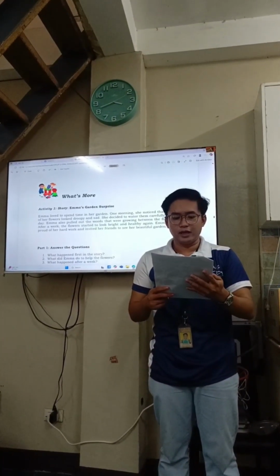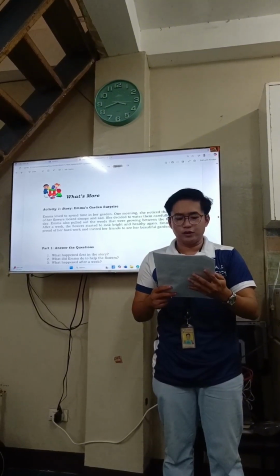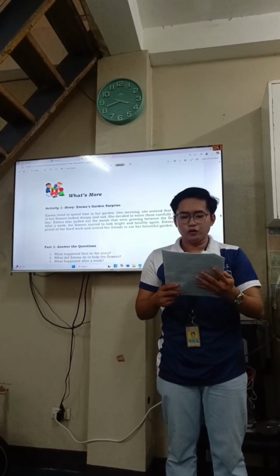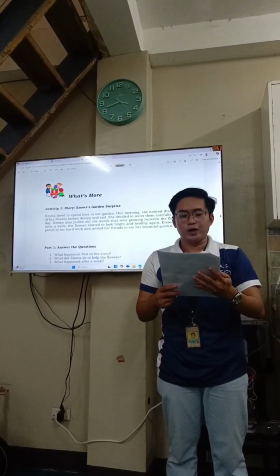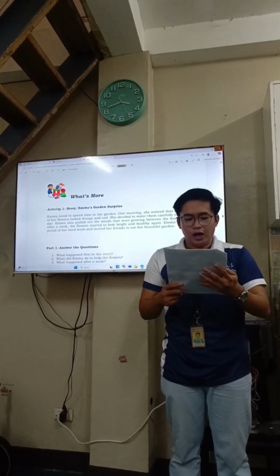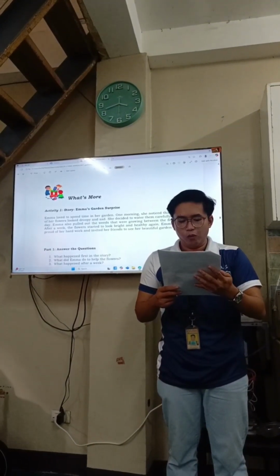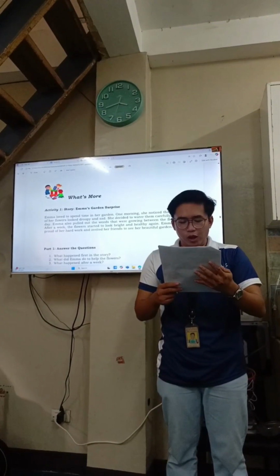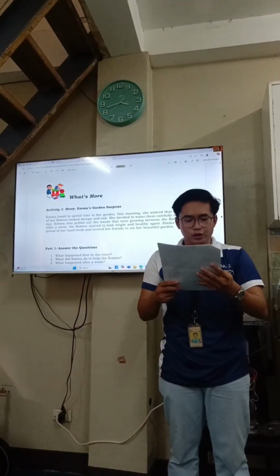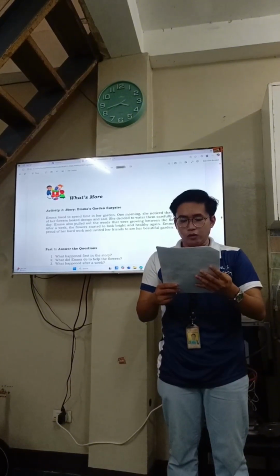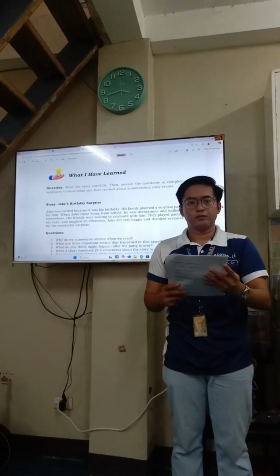To check learners' understanding of the lesson, let them answer the additional activities in the What's More section. Use the clarifying step of RTS while reading the story Emma's Garden Surprise. Ask, are there any words in the story that you find difficult to understand? What does the word dopey mean? How did Emma help her flowers become healthy again? Encourage learners to use context clues or dictionaries to find the meaning of unfamiliar words.